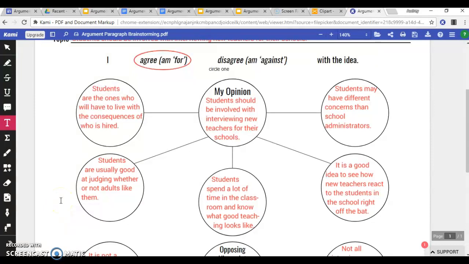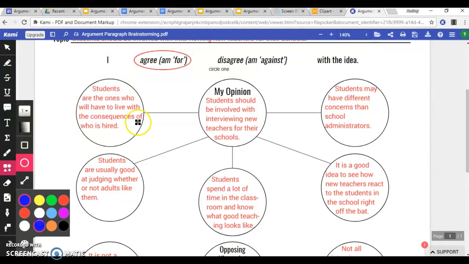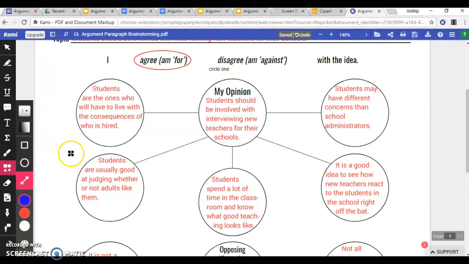So looking at my opinion, I need to take a look at which of the arguments are the strongest. I believe that the 2 strongest arguments are that students are the ones who will have to live with the consequences of who is hired, and students spend a lot of time in the classroom and know what good teaching looks like. So I'm going to use my drawing tool, and I'm going to eliminate the other answers.